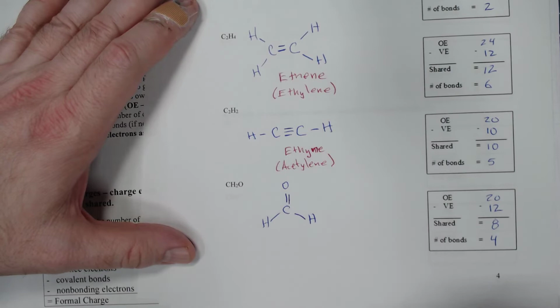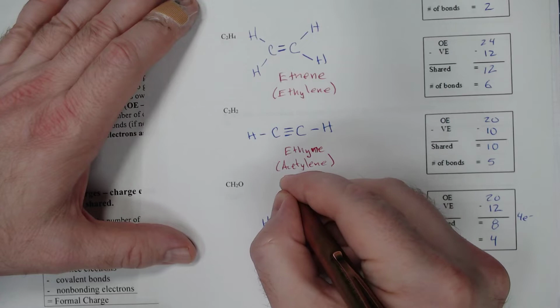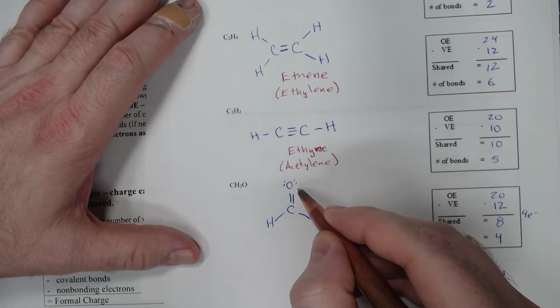And if we come over here and look, 12 minus 8 gives us 4 electrons as lone pair electrons. So we have 2 lone pairs that we can put in. If you notice, carbon already has a full octet. We're going to have to go to the oxygen and give it lone pairs. So there, oxygen has a full octet, carbon has a full octet, and each hydrogen has a bond.